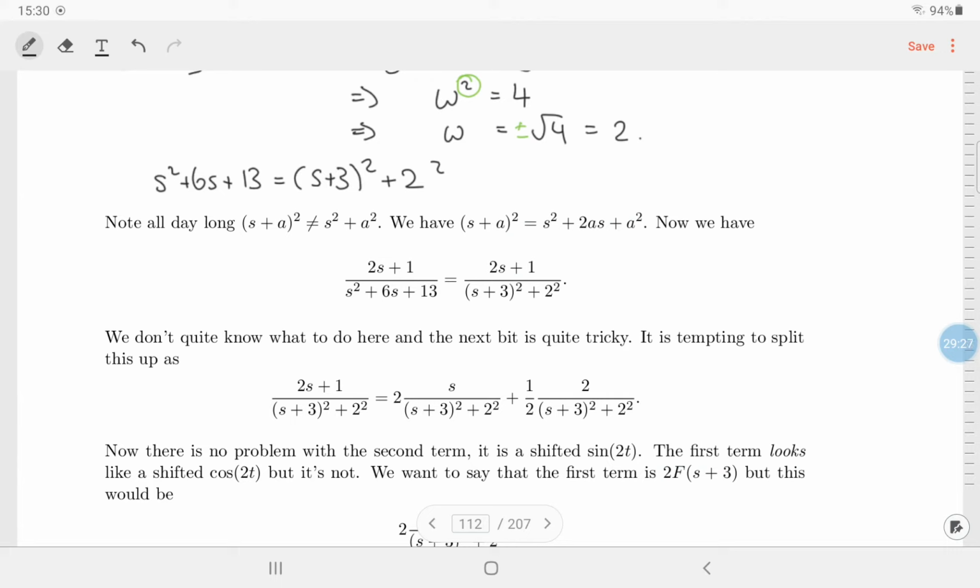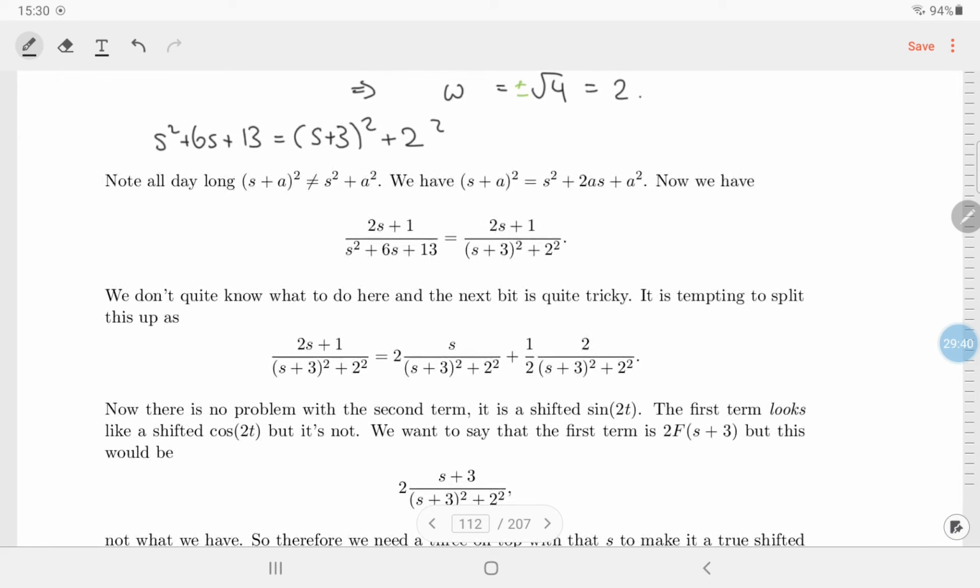So what's very tempting is to split it up. There's probably, so this is the 2s, and maybe there's a bit in between here that we might just write out. So where's all this coming from? You could do the 2s over (s plus 3) squared plus 2 squared, plus 1 over (s plus 3) squared plus 2 squared. So I'm just saying that that's something that's tempting.